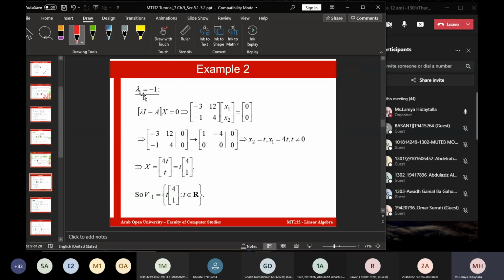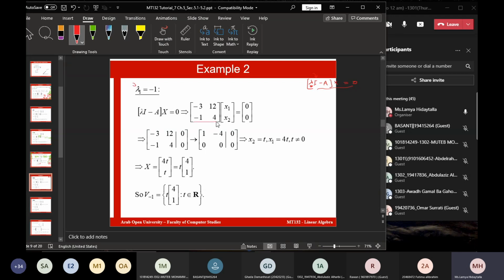Okay, so we substitute in what? The linear system of equations, which is lambda I minus A, correct? Times x, is equal to 0. So we substitute here the value of the first lambda and solve the system to find the corresponding eigenvector for each lambda. What is the first lambda? It is minus 1.